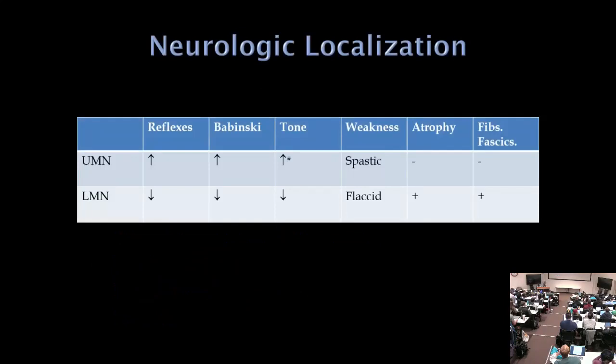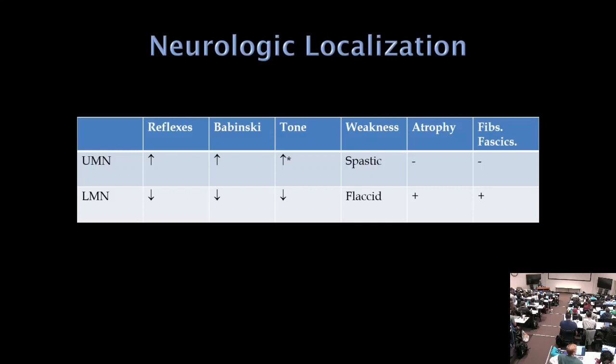Okay, so that's the big picture. So here are the upper and lower motor neuron findings, really something you have to have down. Of course, hyperreflexia is seen in upper motor neuron lesions. You lose reflexes with anything lower motor neuron. Remember, like Guillain-Barré syndrome, where the reflexes are absent.